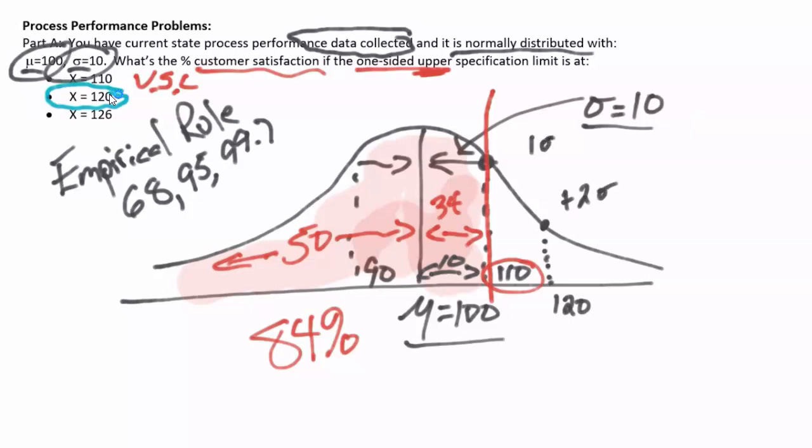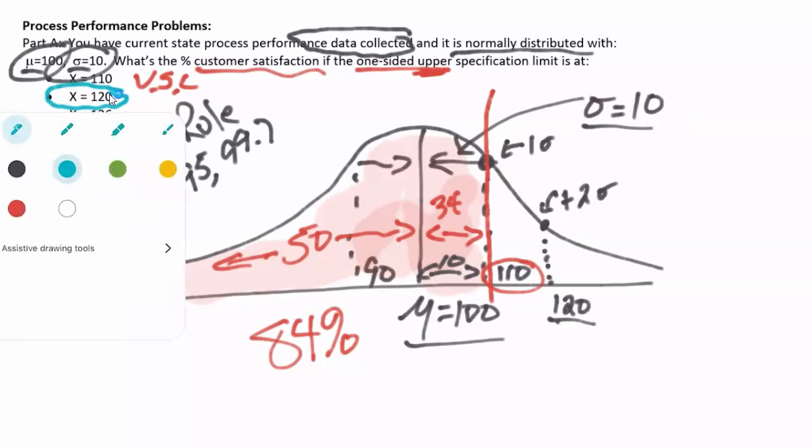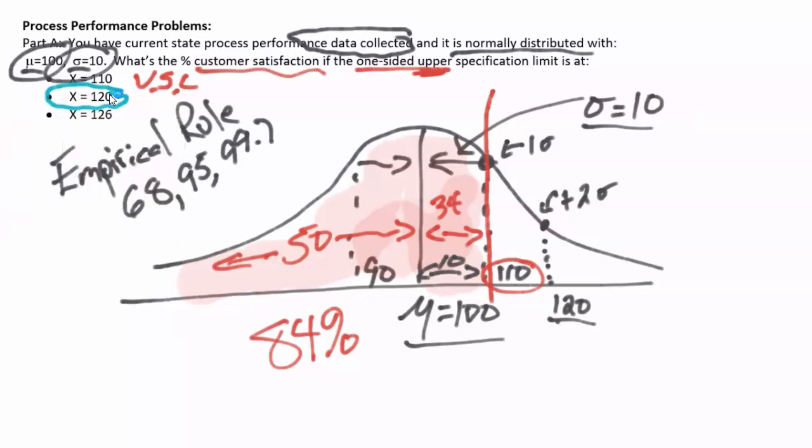+1 sigma right here, and +2 right here. And we're at 120. And the question is, what if the spec is at 120? So that would mean our spec line would be right here. Customers are okay with waiting 120 seconds, or to process the claim in 120 minutes or less is all good, or any board that's cut to 120 inches or less, customers are happy with. That's what we're taking a look at now.